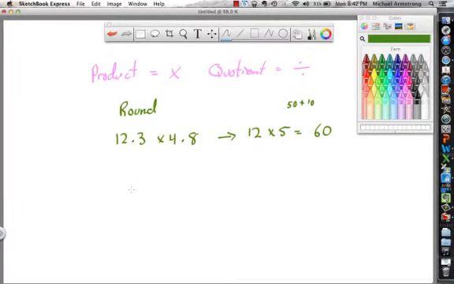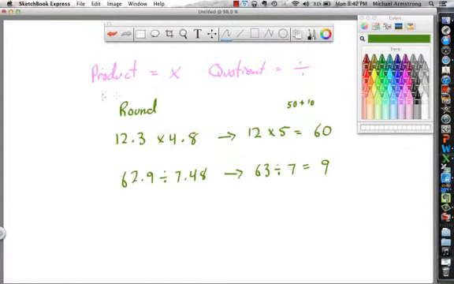Okay, and then for a quotient, 62.9 divided by 7.48, 7 and 48 hundredths. This would round to 63 divided by 7, which would equal 9. 62.9 rounds up to 63 to the nearest whole number, and 7.48 rounds down to 7. That's the nearest whole number. And 7 goes into 63 nicely.